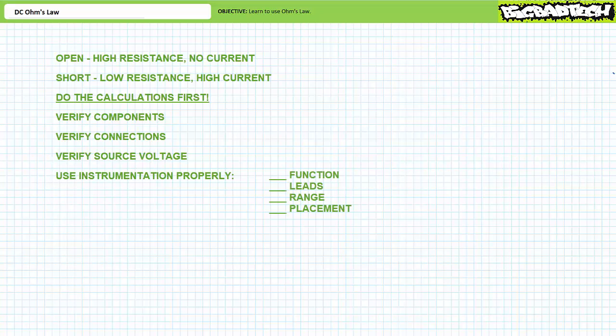Use the checklist. I am not urging you to use this checklist every time. I am demanding you use this checklist every time.